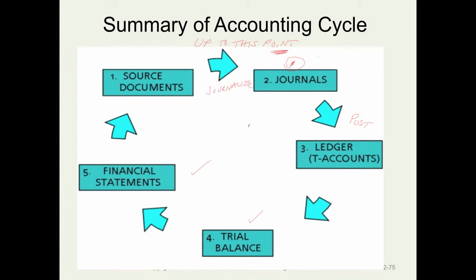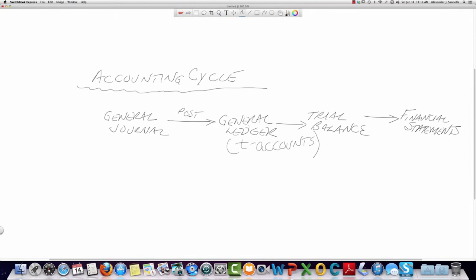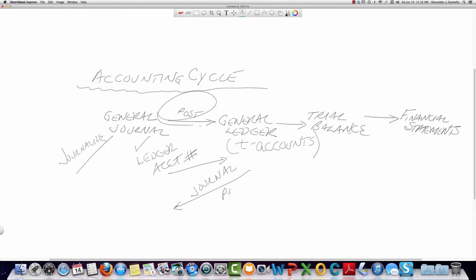So as it stands at this point through the course, we have gone through the accounting cycle, and that accounting cycle again is going to be journalizing first, posting to the ledger, trial balance, and then the financial statements. And don't forget the cross-referencing system that we have on the journal. We have the ledger account numbers, and on the ledger we have the journal page numbers.